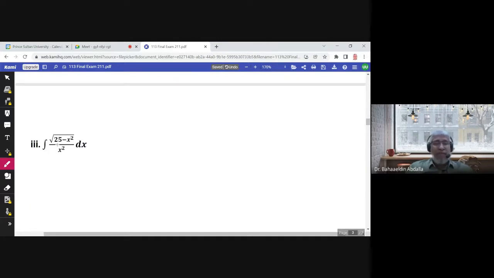Now here I have square root of 25 minus x squared. We studied in section 7.3 that when we have square root of a squared minus x squared, we use the substitution x equals a sine theta. So here we will use the substitution x equals 5 sine theta, since this is a squared, so a would be 5. And now the idea is to change from x to theta. So I need to find dx. So dx would be 5, and derivative of sine theta is cosine theta d theta.